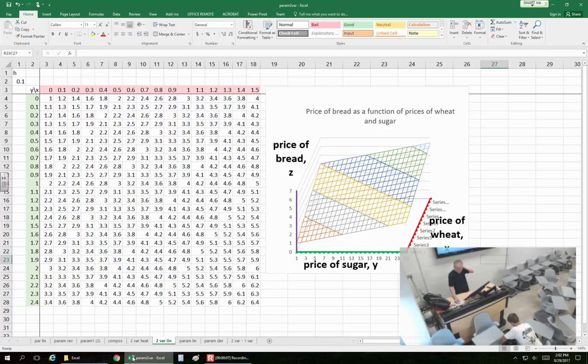Okay, so we're talking right now about functions of two variables and the meaning of the derivative. So what is being considered right now is the derivative of a function of two variables.